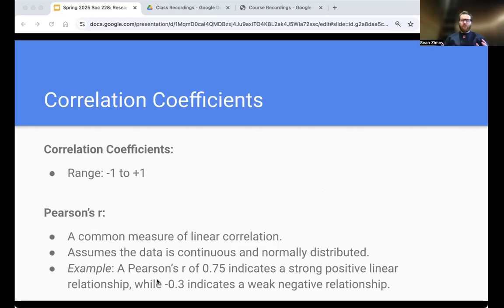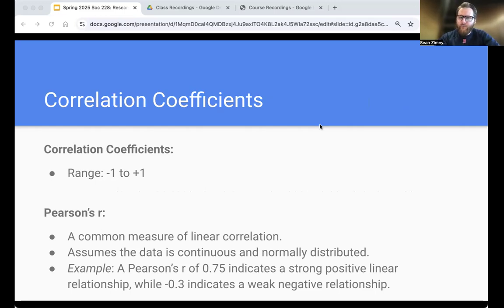Now let's talk about correlation coefficients. So what is a correlation coefficient? A correlation coefficient is a numerical value that measures the strength and direction of the relationship between 2 variables. Those are the things I want you to concern yourself with most: strength and direction. Okay, that'll make more sense in just a second.